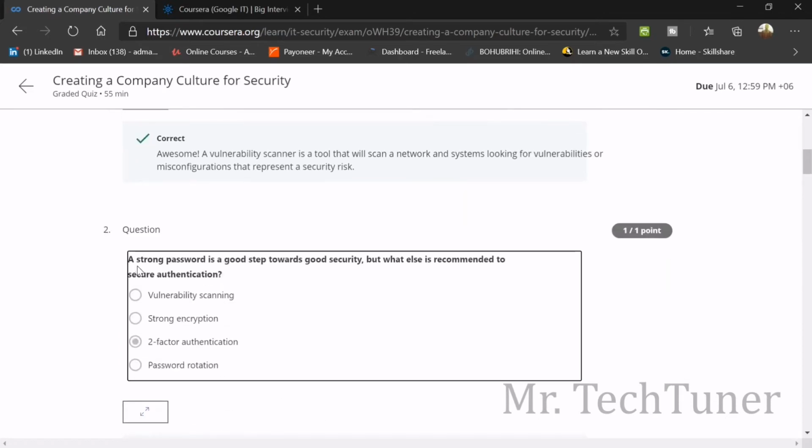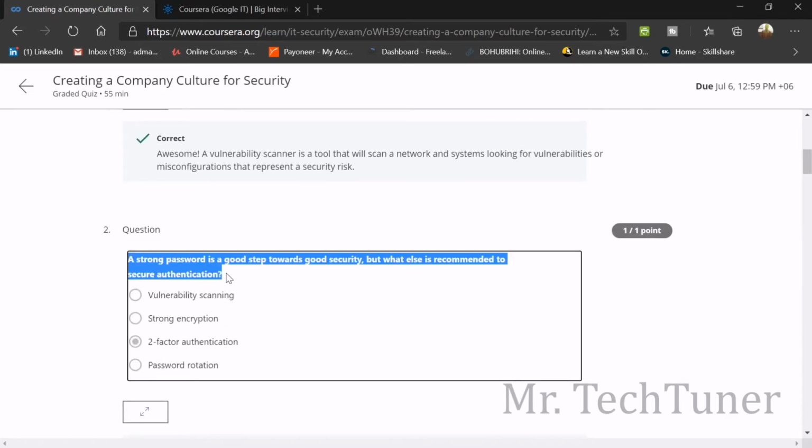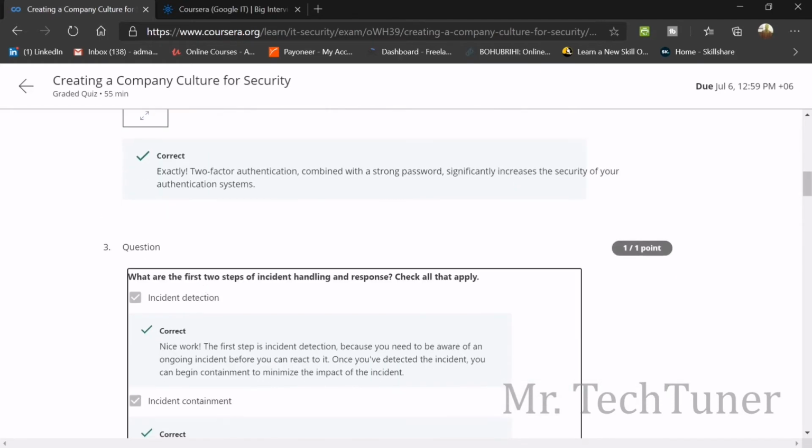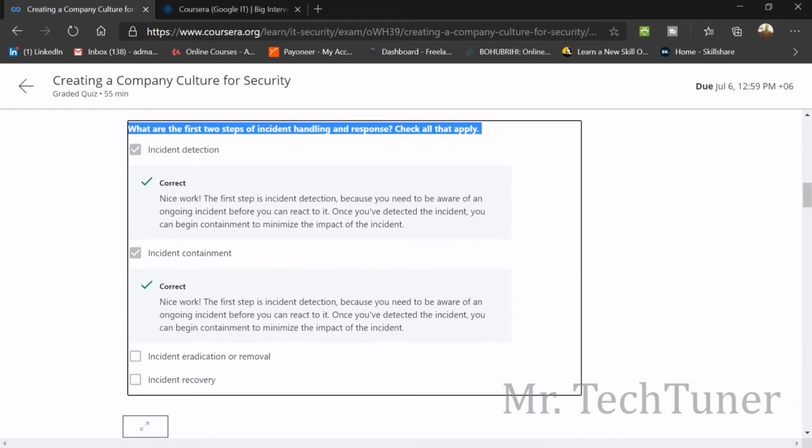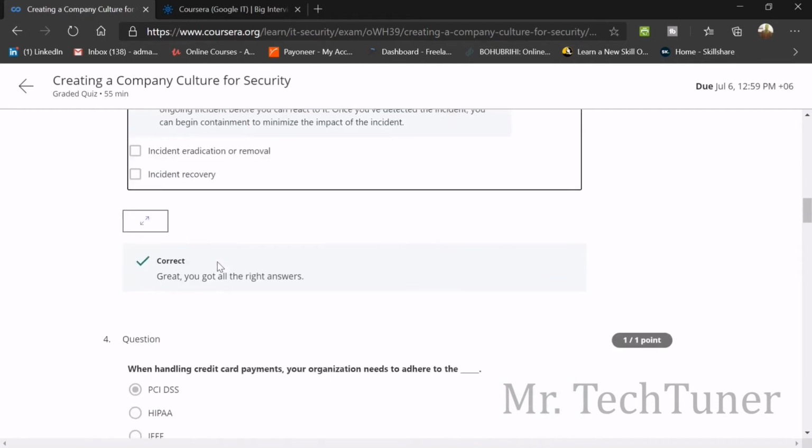The second question, a strong password is a good step towards good security, but what else is recommended to secure authentication? This is two-factor authentication. What are the first two steps of incident handling and response? This will be incident detection and incident containment.